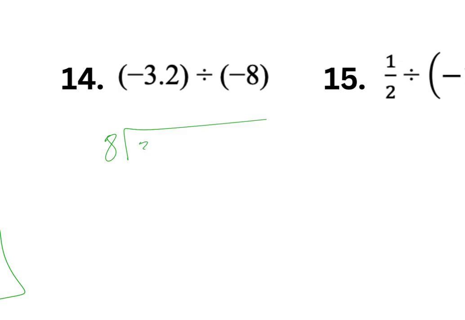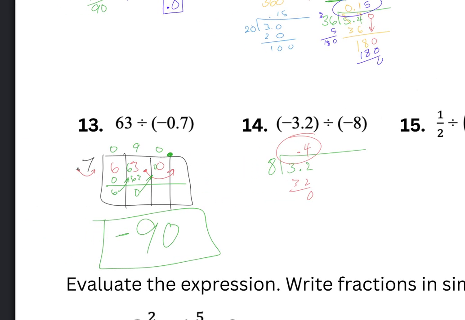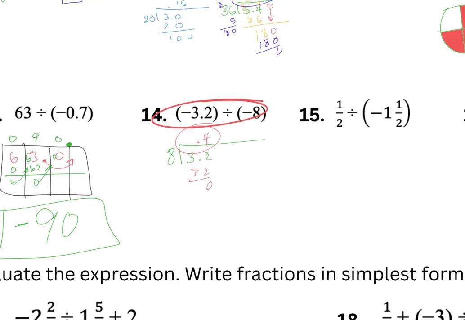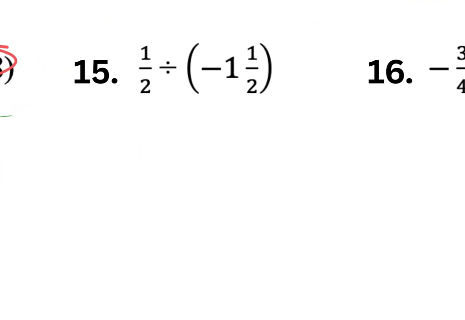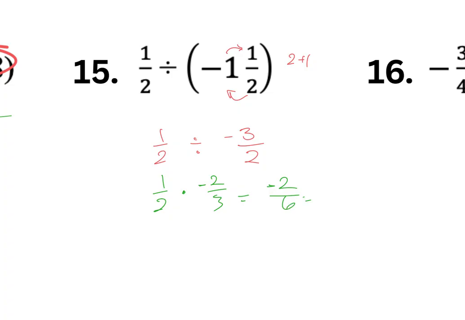3.2 is just 0.4, because 8 times 4 is 32. And it's going to be positive because you have a negative times a negative. Convert this. 2 times 1 is 2. Add the 1. You get negative 3 halves. 1/2 times negative 2/3 is negative 2/6, which is negative 1/3.